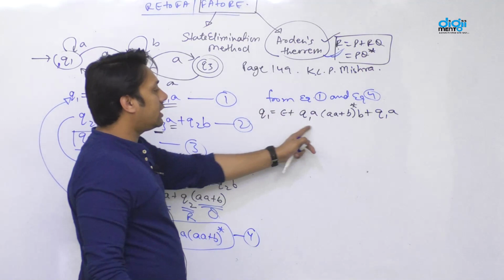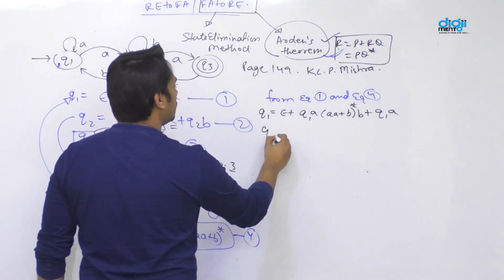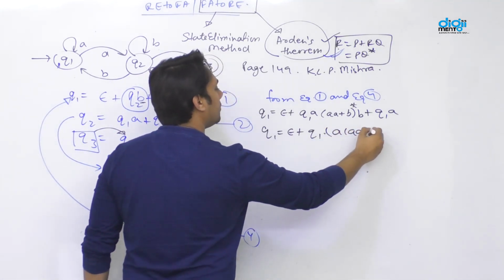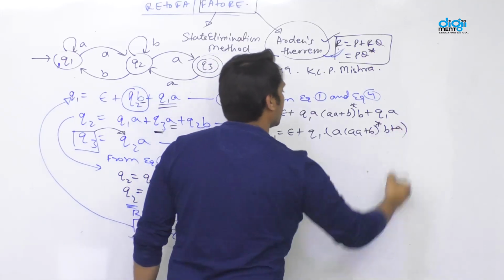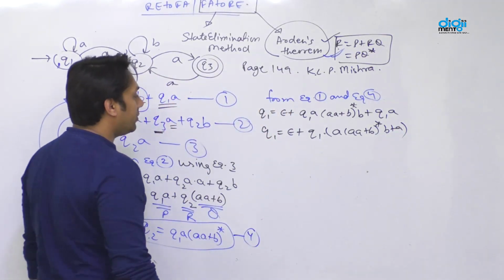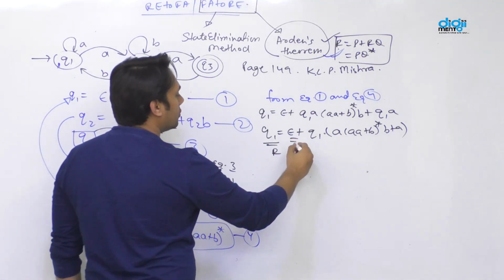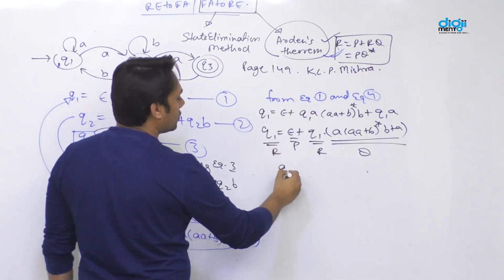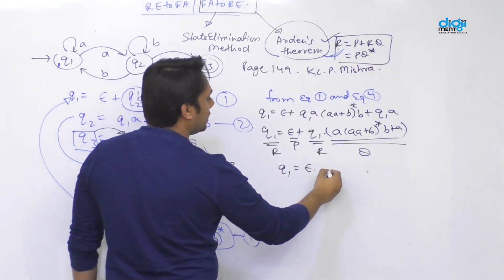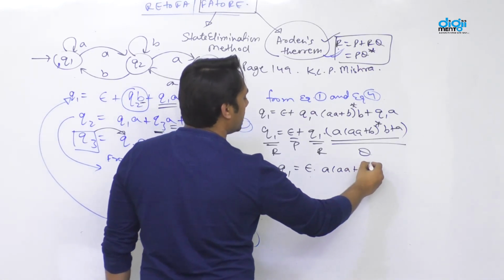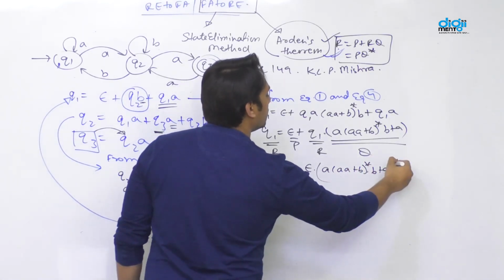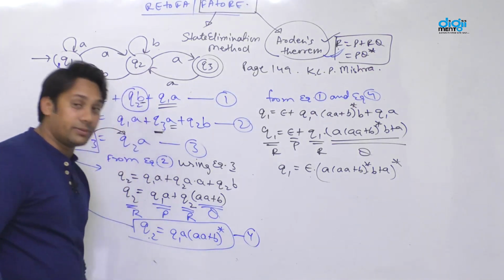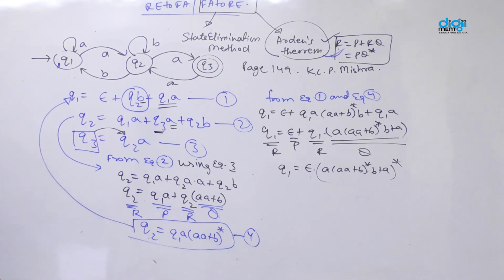Now in this expression, you can take Q1 as common from both of them. So this will become Q1 is equal to epsilon plus Q1 dot A (AA plus B) whole star B plus A. Correct? Now from here again you can compare it as R is equal to P plus RQ, and this is representing Q. So you can write it as Q1 is equal to PQ star, which is epsilon dot (A(AA plus B) star B plus A) whole star. So you can also write it this way. इतना clear है आप सभी को? Is there any doubts till now? क्या अब तक कोई doubt है किसी को? Is there any doubts?